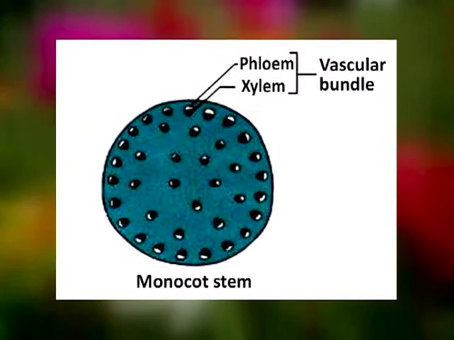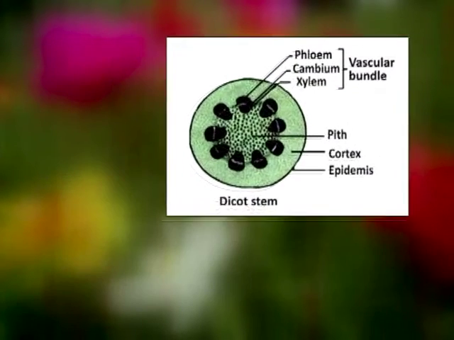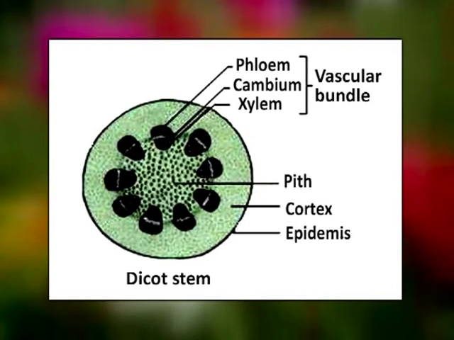In monocots, the vascular bundles are scattered throughout the stem across sections, whereas the vascular bundles in dicots are arranged in a ring. The phloem cells are thin-walled and are found outside the vascular bundles, while the xylem cells are found on the inner side. Additional stem tissues are the pith, cortex, and the covering layer, that is epidermis.